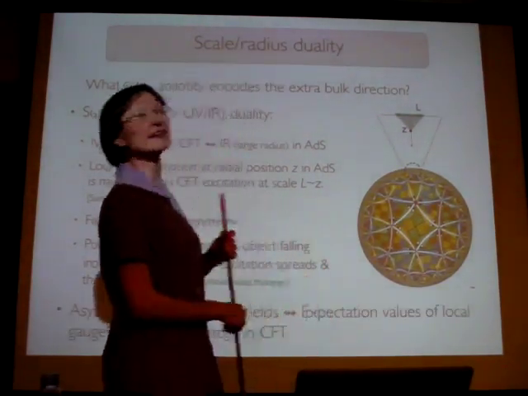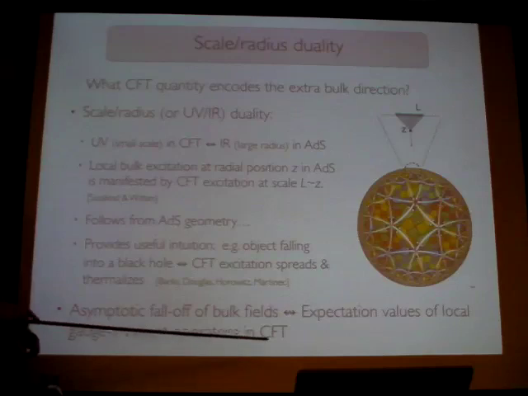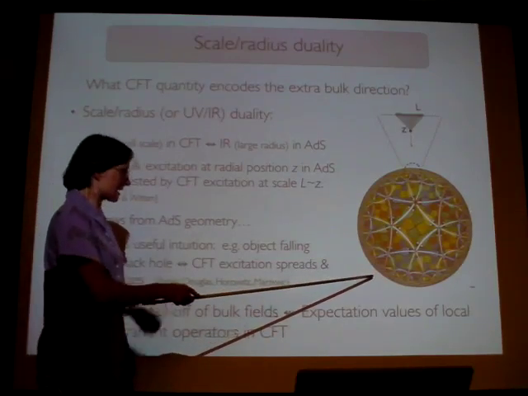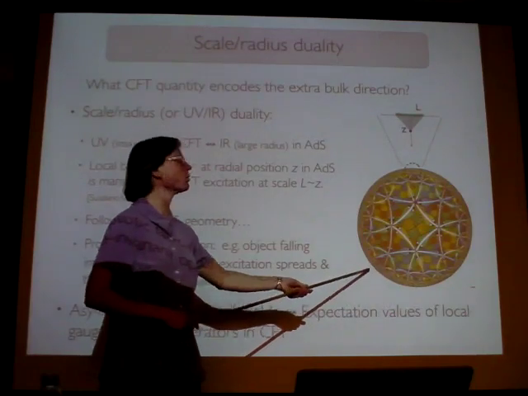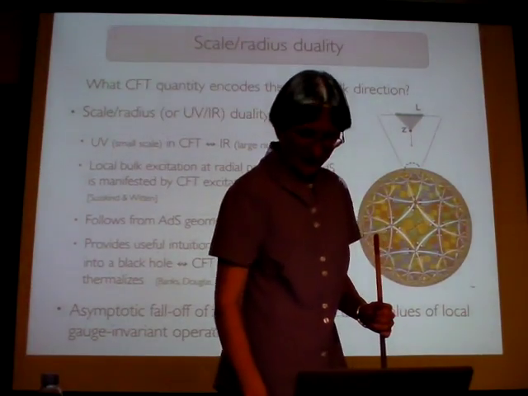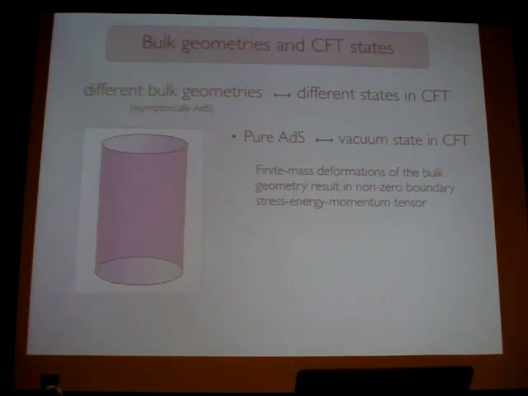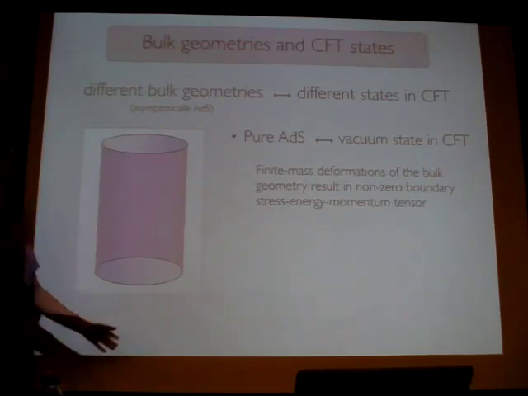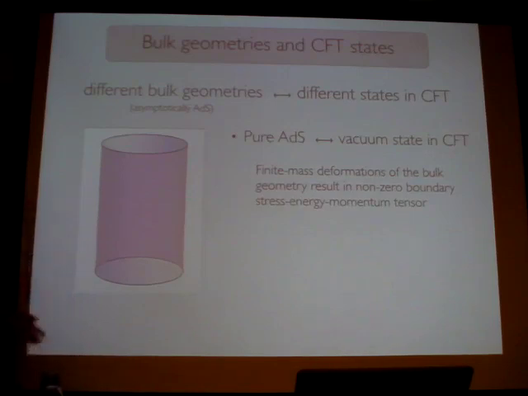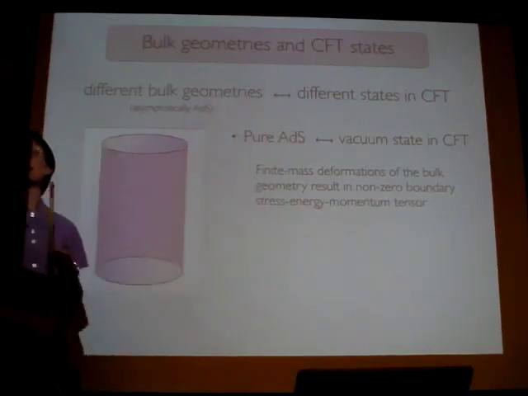A related entry in the AdS/CFT dictionary is that asymptotic fall-off of bulk fields can be characterized in terms of expectation values of local operators in the field theory. All right. Another useful ingredient in the dictionary is the relation between bulk geometries and CFT states. So the geometry in the bulk just has to be asymptotically anti-de Sitter, but otherwise it can be anything that satisfies the field equations. And similarly in the field theory, we can consider any excited states.